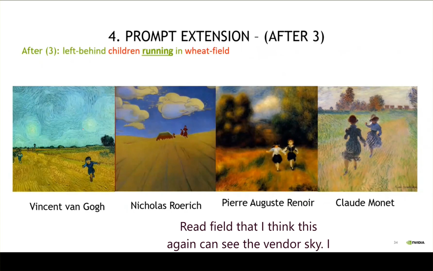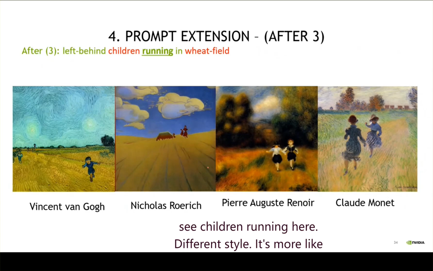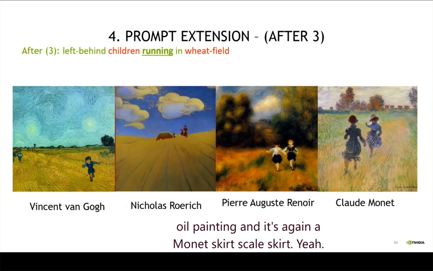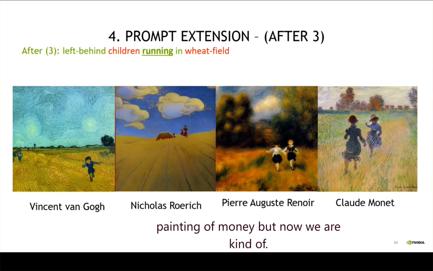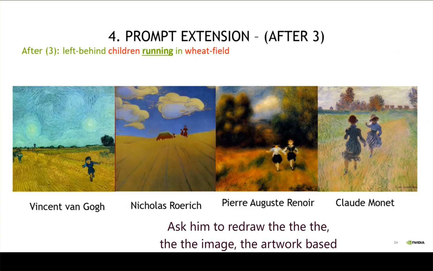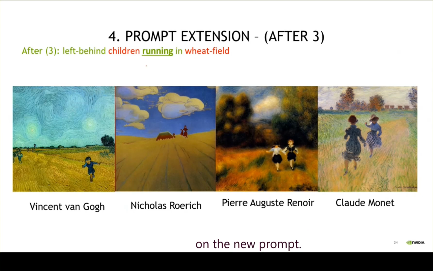Wheat field. Again, you can see the Van Gogh sky. I see children running here, in a different style, more like oil painting. And this again is Monet style. Maybe he has several daughters, and he likes to draw the daughters in a boat. There are some famous paintings of Monet, but now we ask him to redraw the artwork based on the new prompt.